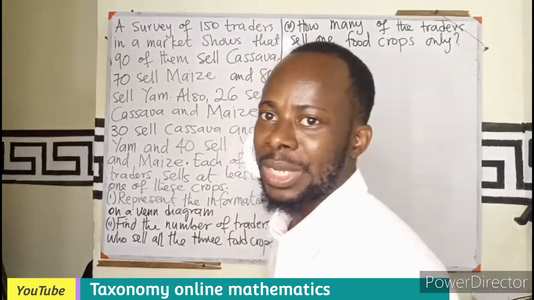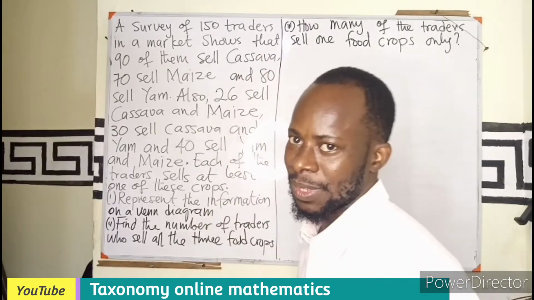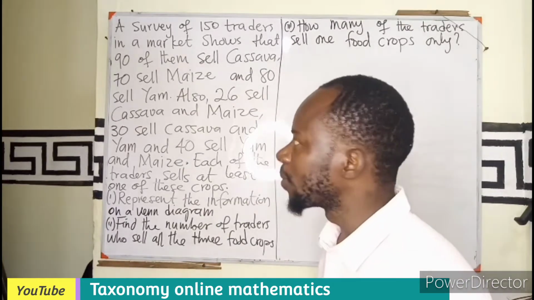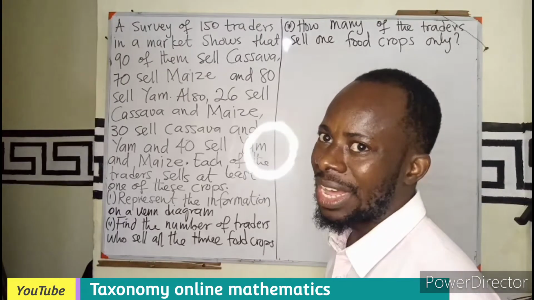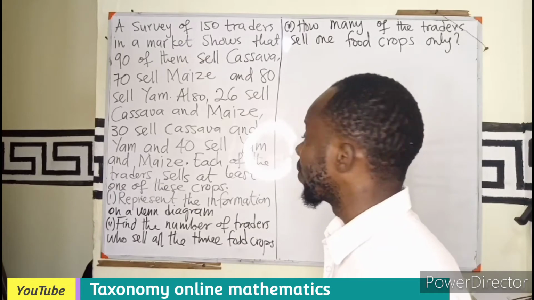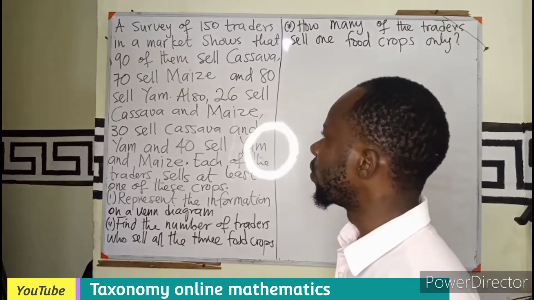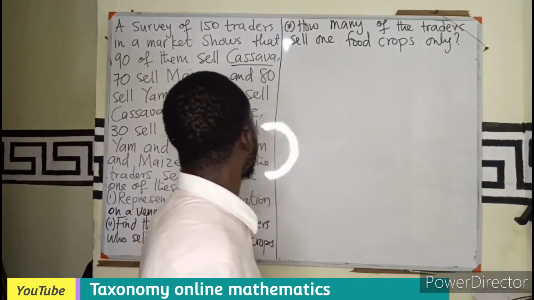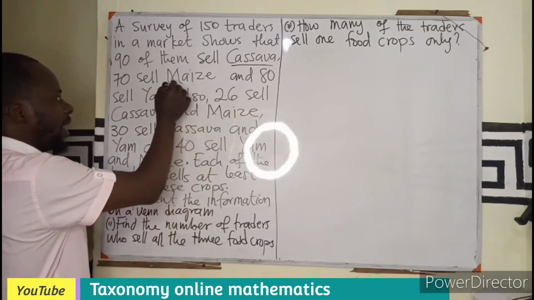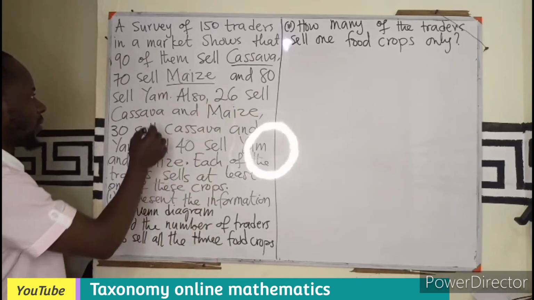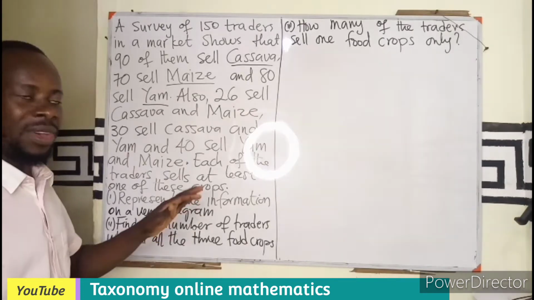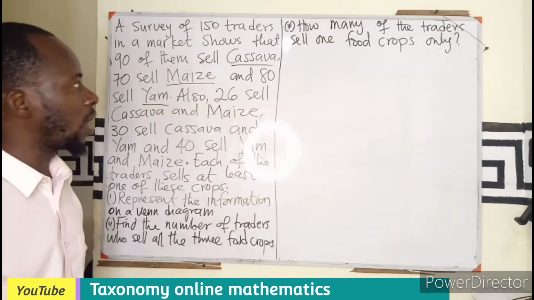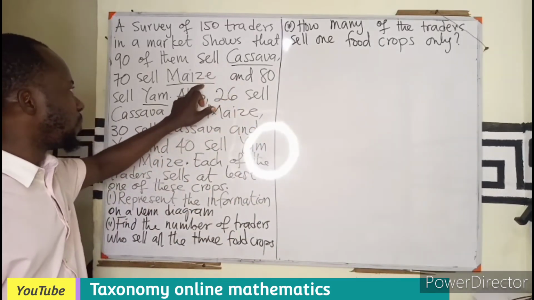Today we are taking a question on three-set problem. One of the questions that came at WASSCE. It's a survey of 150 students or traders in a market shows that 90 of them sell cassava, then 70 sell maize, 80 of them sell yam. So in this case, we are having three categories of food crop or cash crop. So we have cassava, maize, yam.